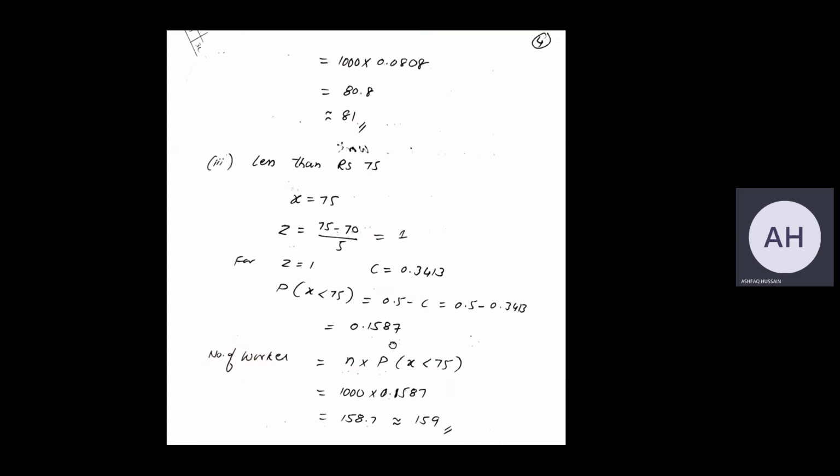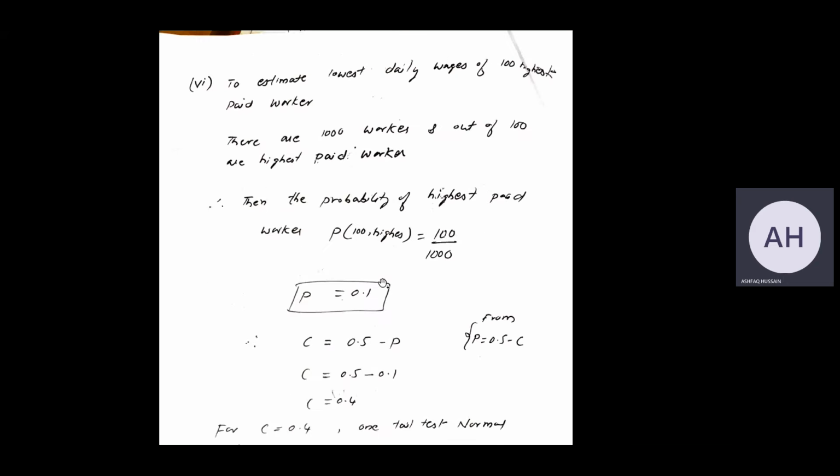Next, the fifth point, more than 80. So put x is equal to 80, find the z value, c value, and then again use the equation P of x greater than 80 is equal to 0.5 minus c. So it is 0.228 if you subtract this value from here. Now multiply this probability with the number of workers. So you'll get 23. So these are the answers, similar to what we solved in the previous example.